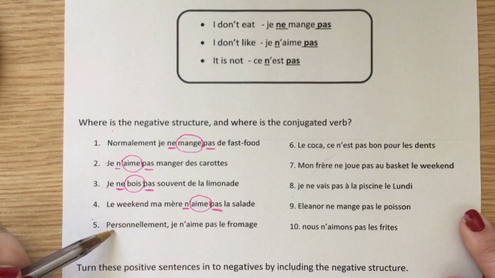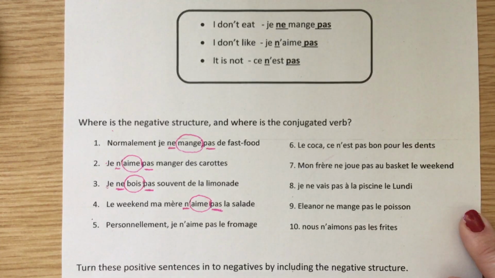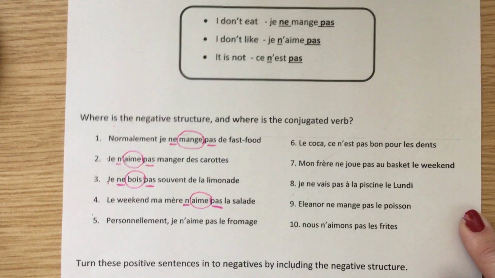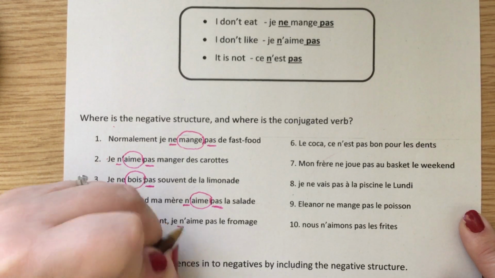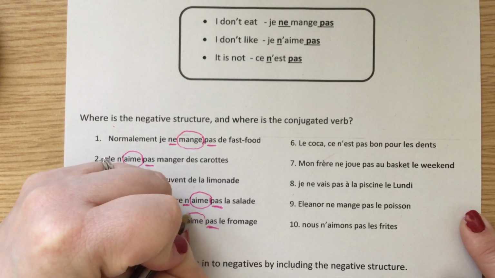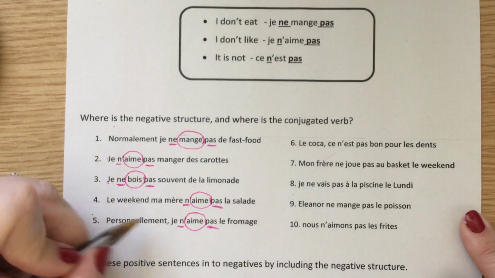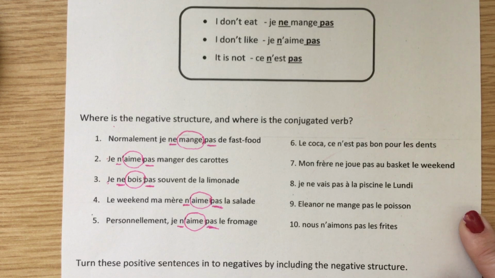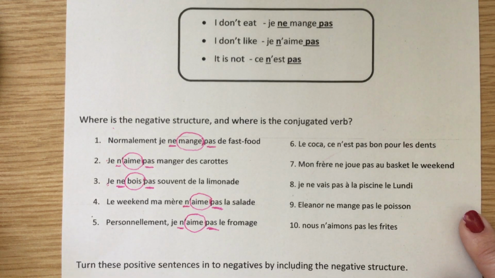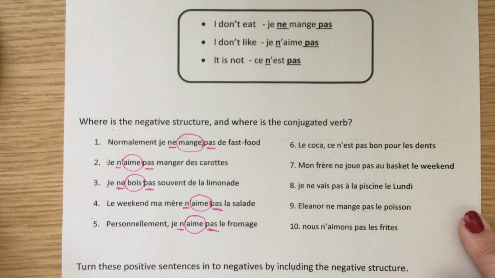And number 5, personnellement, je n'aime pas le fromage. Personally, I do not like cheese. Ne and pas fall either side of my conjugated verb like, so personally, I do not like cheese. I think lots of you will have got the hang of that by now, so pause the video here. I'm going to go through the answers on the next slide and you can come back and check in a moment.